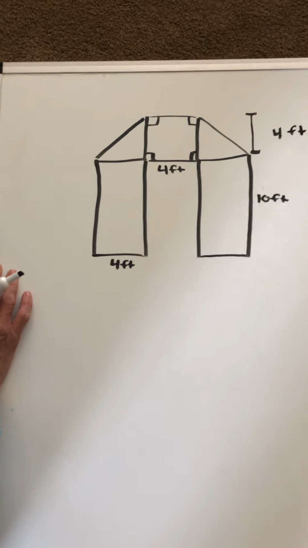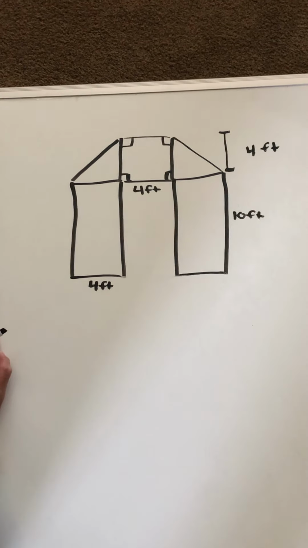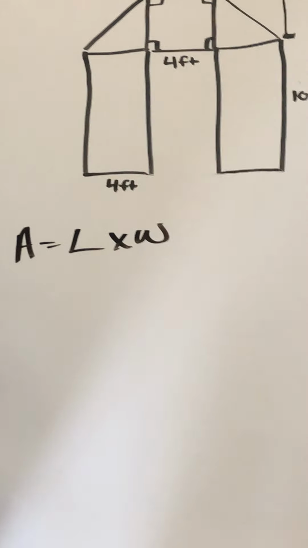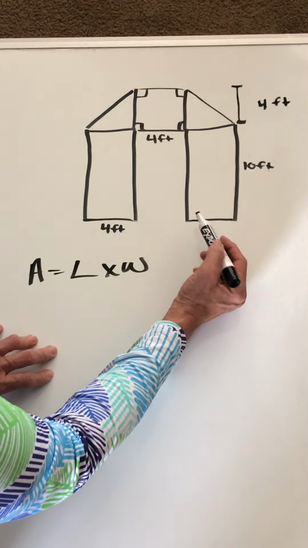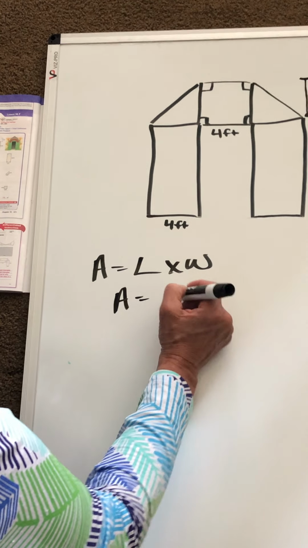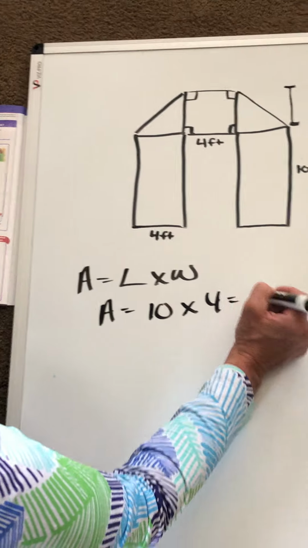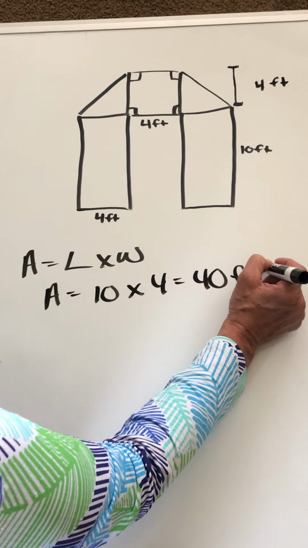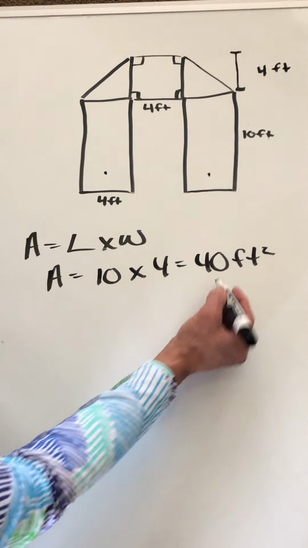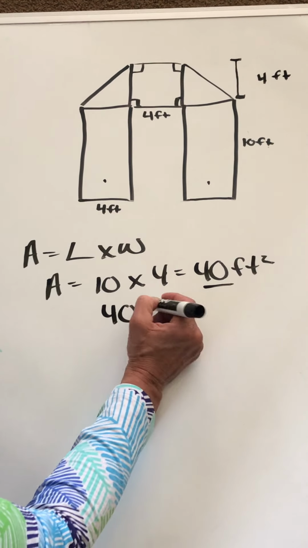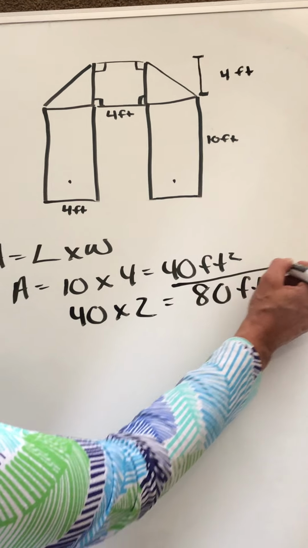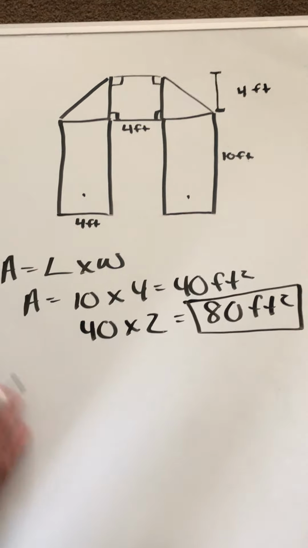So the first thing we're going to do is find the area of these two rectangles, okay? We know that the area of a rectangle is length times width. So we have the length, which is 10, and the width, which is 4. So we have area equals 10 times 4, which equals 40 square feet. Now we have two rectangles, so we need to multiply this by 2. So 40 times 2 equals 80 square feet. So that is the area of these two rectangles.